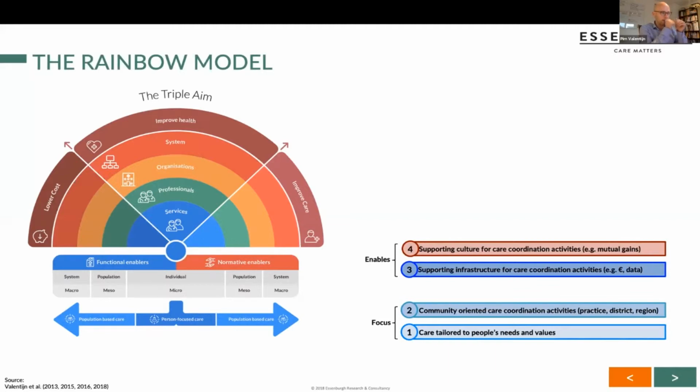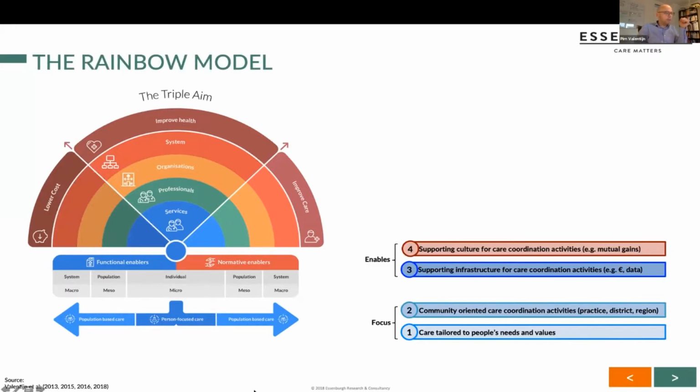And I think the next presentation about implementation will focus on this. But you have the soft side, which we call the normative enablers. It's about the supporting culture to link different service providers. And on the other end, you have the functional enablers, the supporting infrastructure, so sharing data, contracts, and financing integration. This is more the hard approach, I would say, to achieving some form of integration. So these are the enablers.